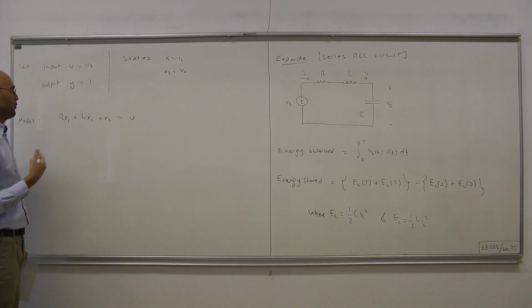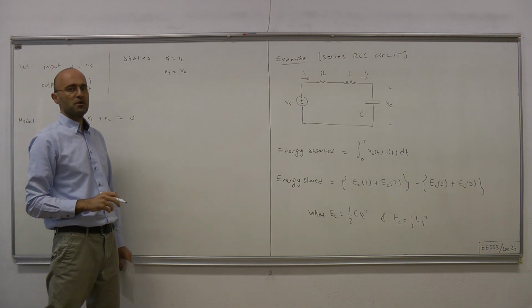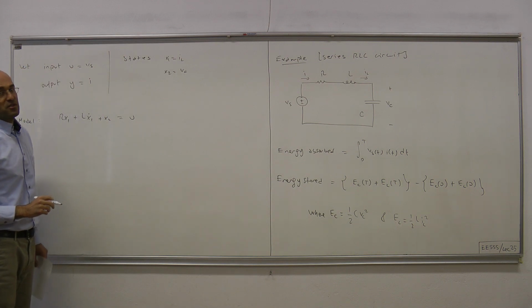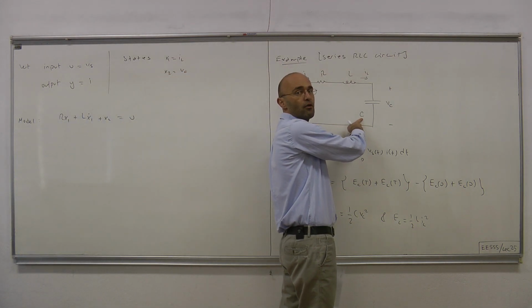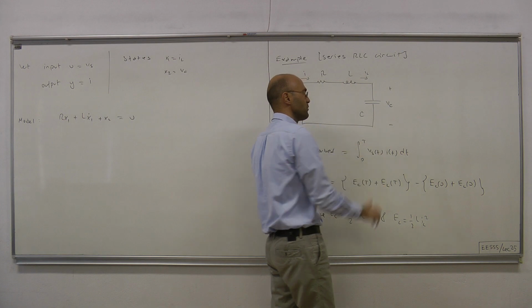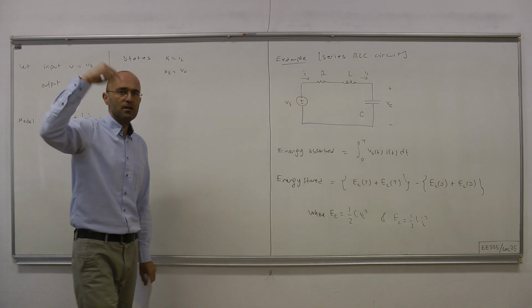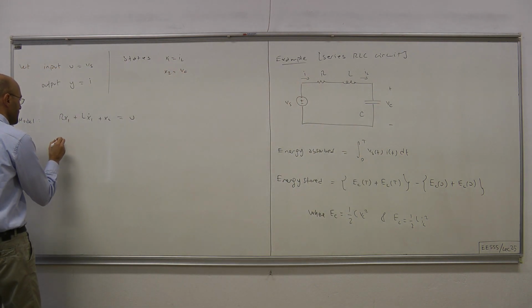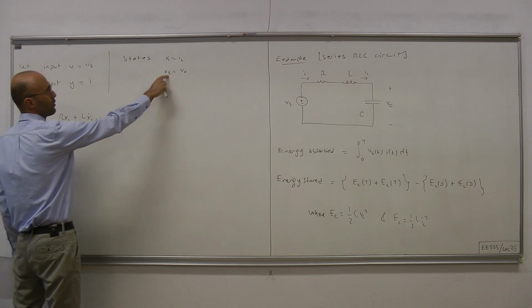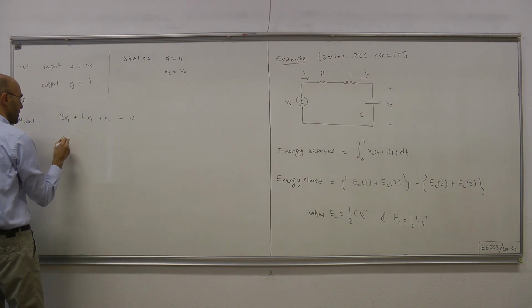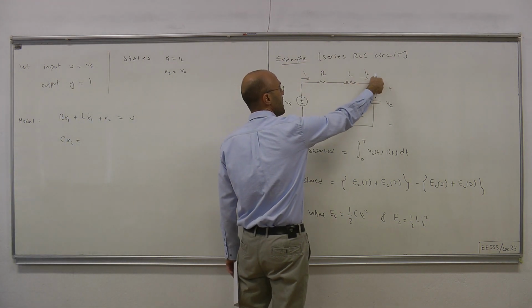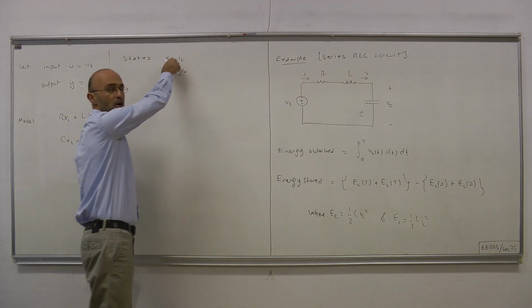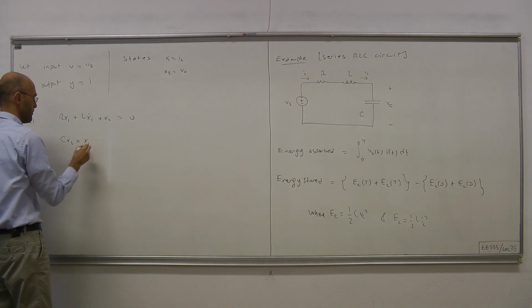We need another equation because the system is second order. That other equation directly comes from the terminal equation for the capacitor: C times the rate of change of the voltage equals the current passing through it. C times the rate of change of voltage, and the voltage is x2, equals the current. The current is IL, and IL is our state variable x1.